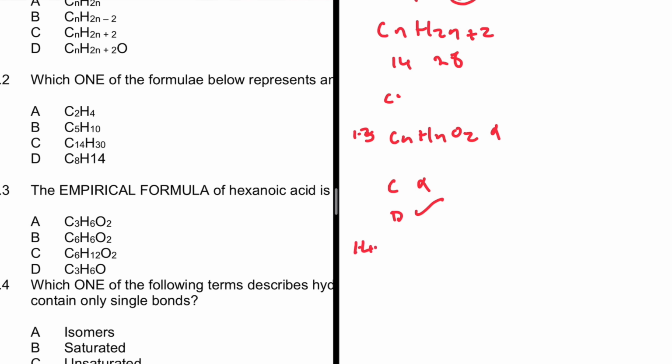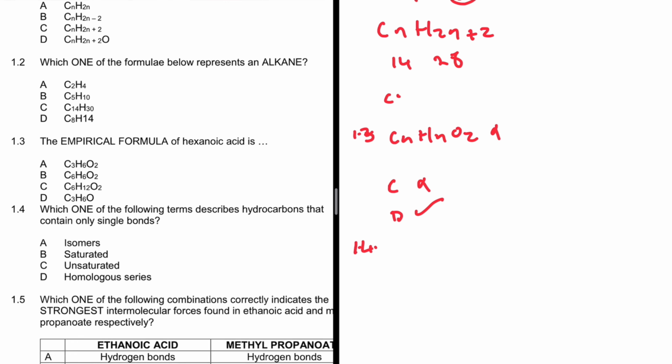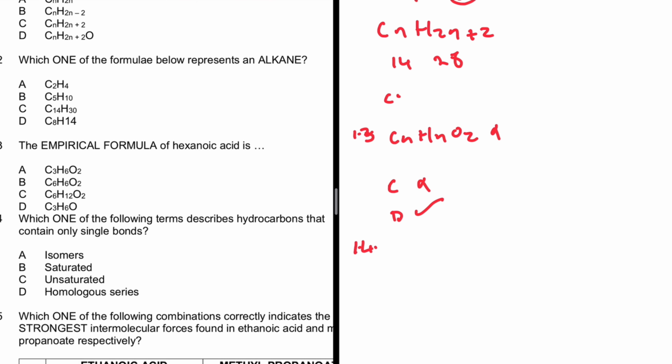Right. 1.4. Which one of the following terms describes hydrocarbons that contain only single bonds? So isomers, that cannot be the answer. But if you look at B, it says saturated. Hydrocarbons with only single bonds, that is alkane, right? And we know that alkanes are said to be saturated. So the correct answer to 1.4 is B.